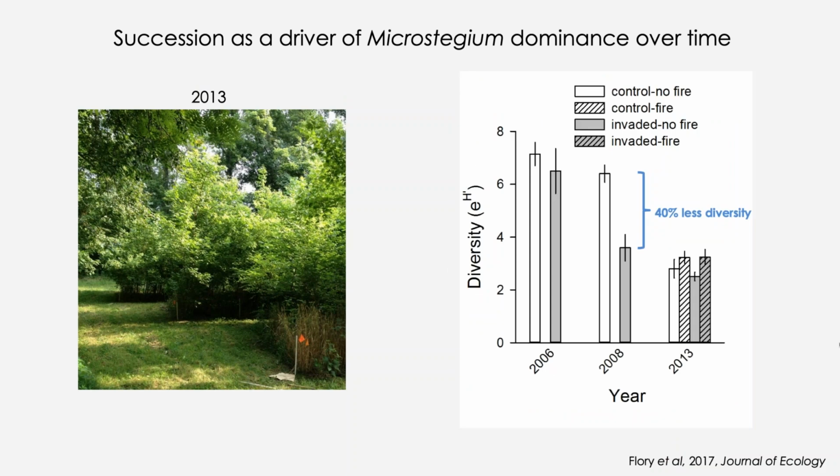Another very striking difference that we saw is that species diversity changed dramatically over time. In 2006, early on in the experiment, even though Microstegium was abundant, there was essentially no difference in native species diversity. Whereas in 2008, there was 40% less diversity in the invaded plots. And by 2013, there was essentially no difference, maybe a little bit higher diversity due to the fire treatment.